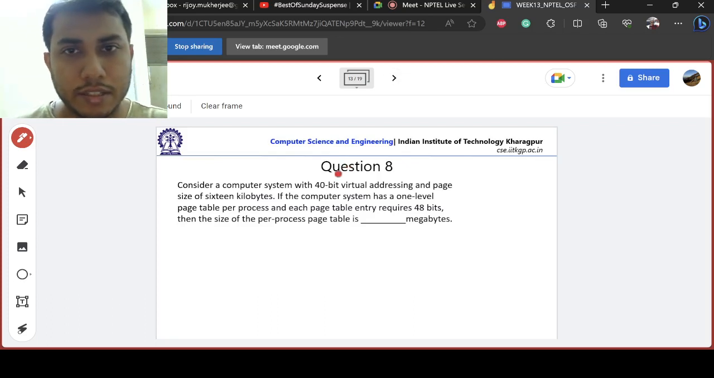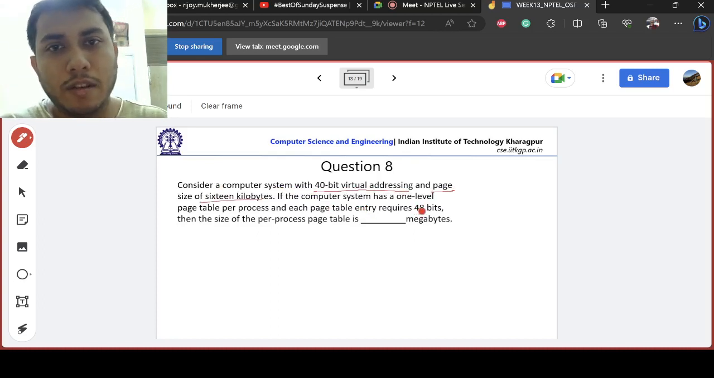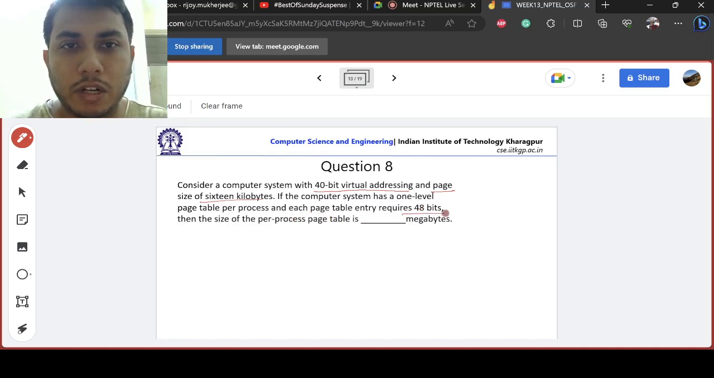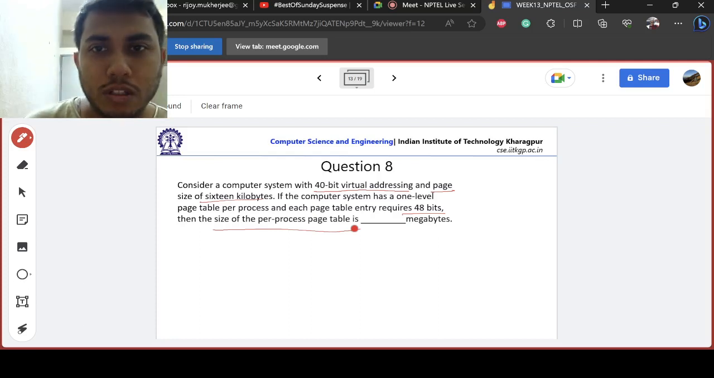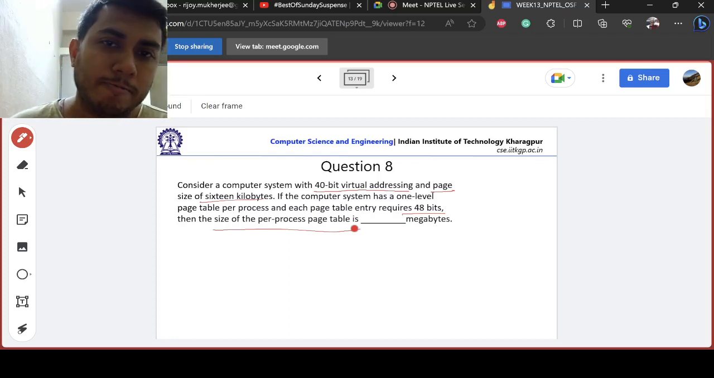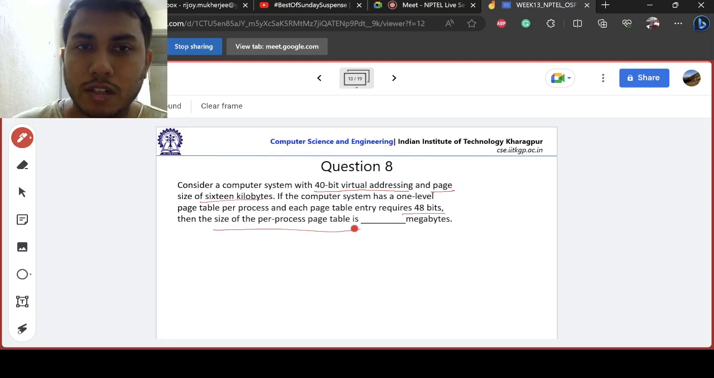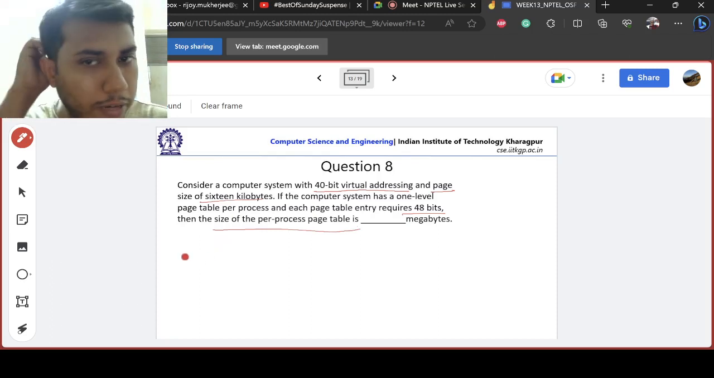So let's consider a system with a 40-bit virtual address space and a page size of 16 KB. If the computer system has a one-level page table per process and each page table entry requires 48 bits, what is the size of the per-process page table? So this concept again comes from the previous one, and we use the concept which we used previously. Okay, so what is given here?